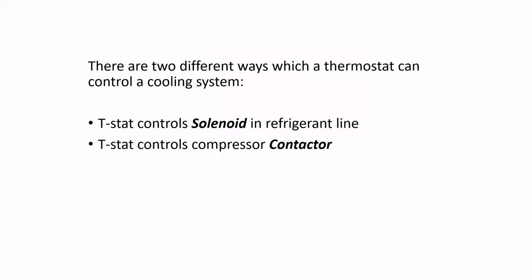Now with these pressure control sensors, there are two different ways that a thermostat can then control the cooling system. One of them would be for the thermostat to control the solenoid in a refrigerant line. The other one would be for the thermostat to control the compressor contactor. Let's take a look at the difference between these two forms of control.